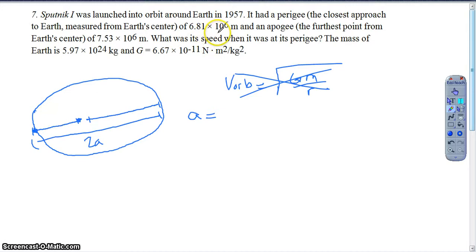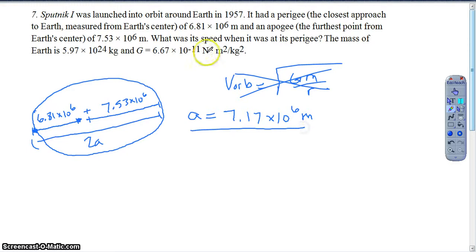I'm going to take my two measurements that they give me, so 6.81 times 10 to the 6, and then plus 7.53 times 10 to the 6. So I've got both of those measurements. I'm going to find the sum of those two because, again, collectively those make up my major axis. So I add those two up, divide by 2, and when I do that, I get that a equals 7.17 times 10 to the 6th meters. And that measurement makes sense because it is bigger than this number, smaller than this number, and in fact somewhere in between.